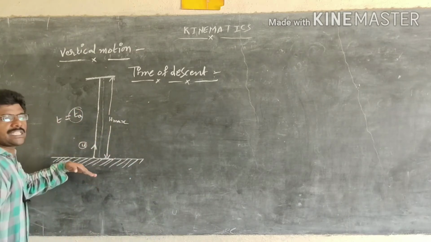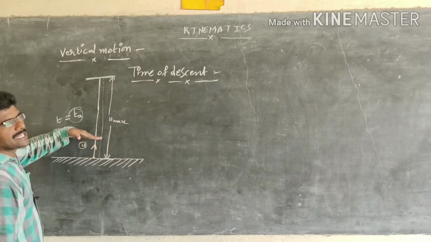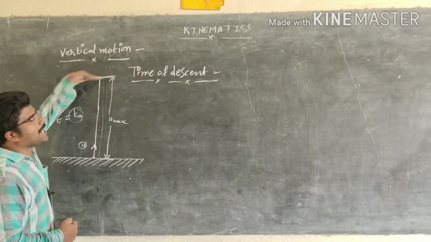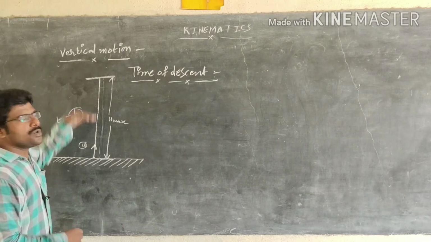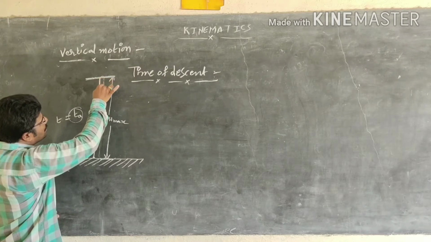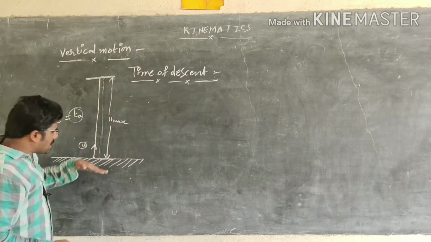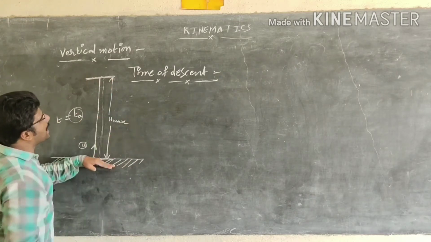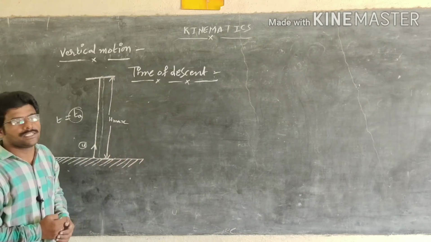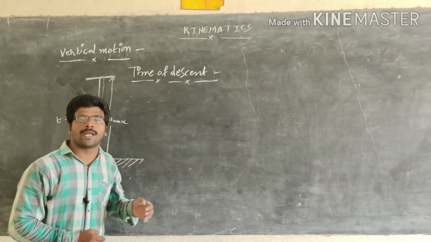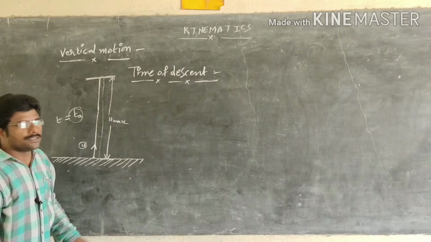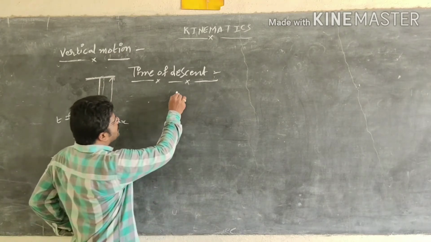So when a body is projected, slowly its velocity decreases due to gravitational force, and after reaching maximum height, it becomes 0. After that, it takes its path in the reverse direction and comes downwards. In order to reach the ground from maximum height, it takes some time. That is known as time of descent.